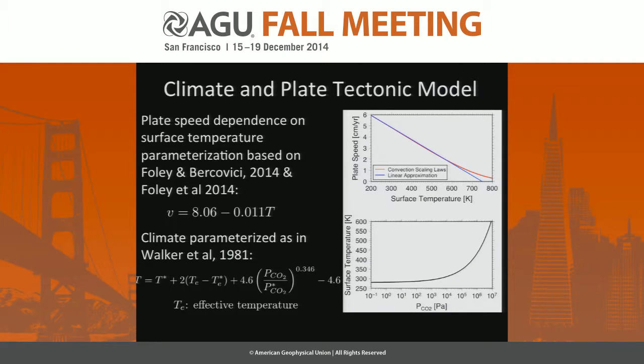All right, the last part of the model is for plate tectonics and the climate. So I'm parameterizing the fact that plate speed can depend on surface temperature based on some of my previous results where I did convection modeling and worked out some scaling laws for how this coupling works. It turns out I can parameterize it really simply with a simple linear function here, which matches the full convection scaling laws quite nicely for a pretty broad range of temperatures, the range of temperatures we're going to worry about here. And I'm using a very simple parameterization from the classic paper by Walker and others in 1981, and that's shown here. And the result of what that parameterization looks like is shown on the bottom here.